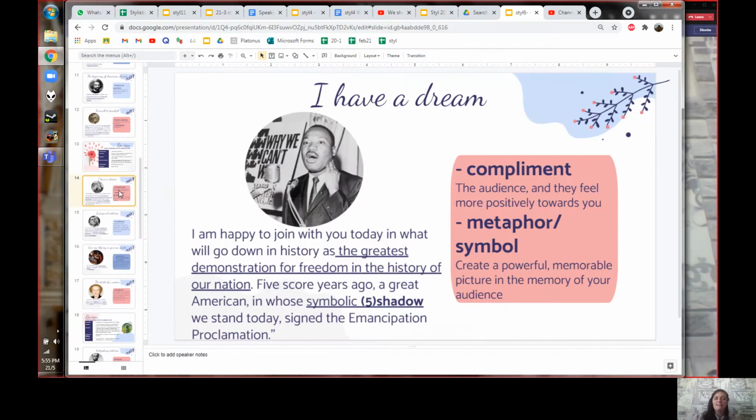In "I Have a Dream," he starts his speech with, "I'm so happy to join with you in what will go down in history as the greatest demonstration for freedom in the history of our nation." Wow, you audience, you are the best demonstration ever. You're the greatest one. You're going to go down in history forever. The audience are listening to this and thinking, oh, thanks. Yeah, you're right. I am great. Yeah, I like this guy.